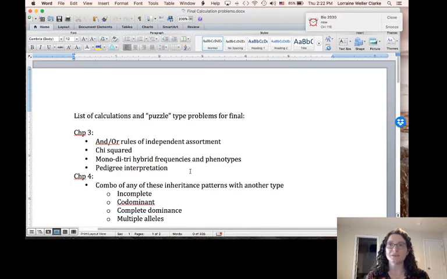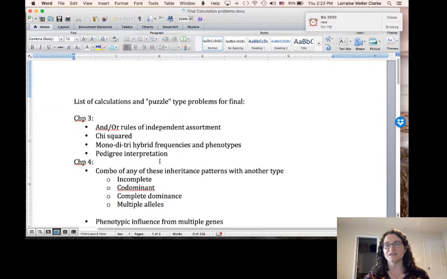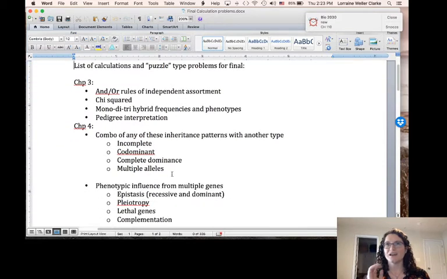The final is cumulative, so it's going to be all the possible ones. This is why in the calculation list I go back to chapter 3. You will still have to know how to do chi-squared. For some of these chapters, I'm going to give you calculation problems for each of these sets, and you're going to have a calculation problem that comes from chapter 3.